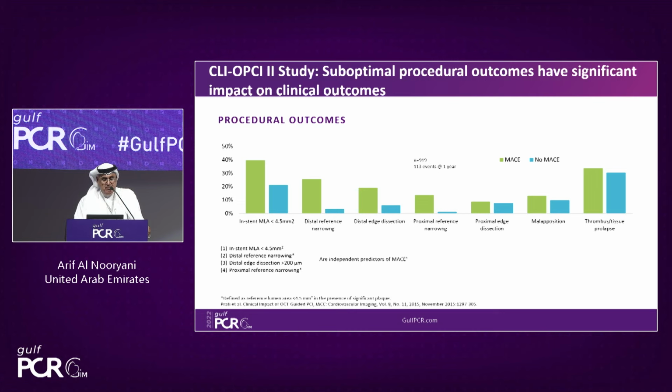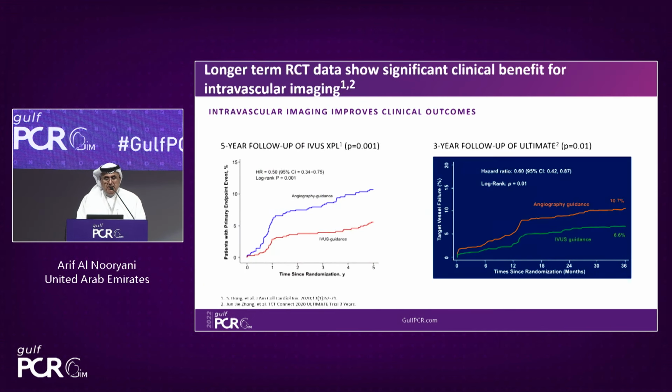We have to emphasize that an instant MLA of less than 4.5 millimeters squared is one of the most important independent predictors of MACE. We can see the impact clearly in the diagram. Again, we have 2 major randomized controlled trials that have shown over 3 and 5 years the significance of angiography-guided PCI versus IVUS-guided PCI on the outcome and target vessel failure.